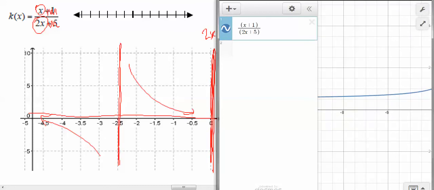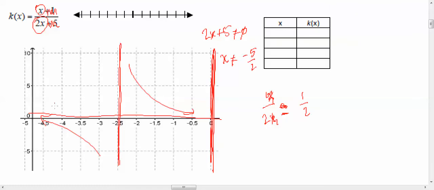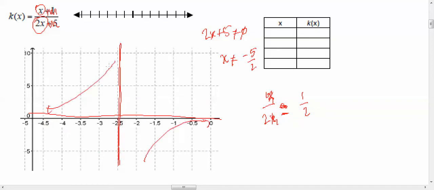And I actually screwed it up. The graph looks like this. It starts over here and it goes here. So let me just do this. There and there. Alright. How do I know how that thing looks?